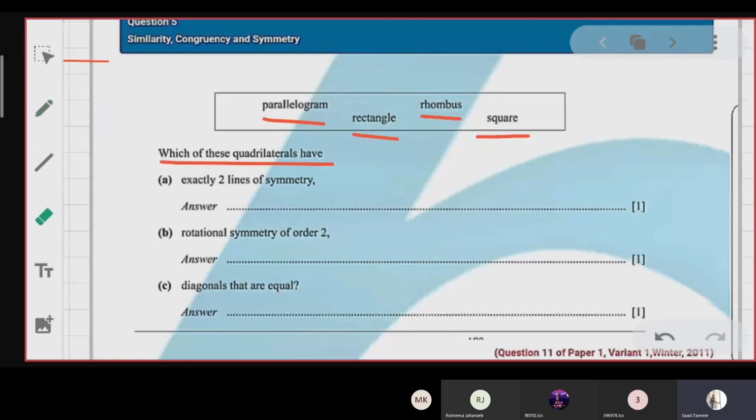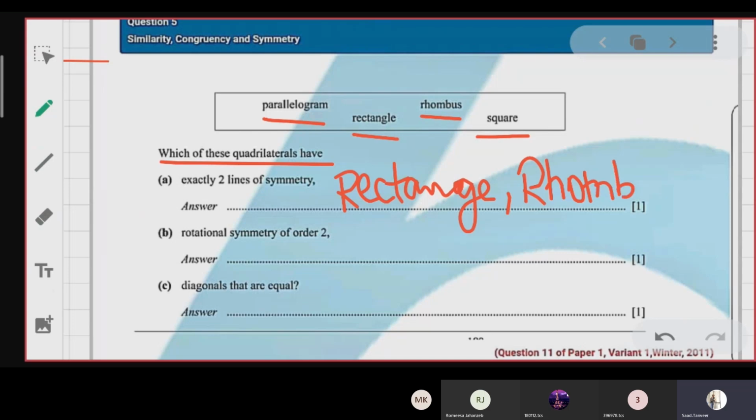So in the following blank, whose names will you write? You are going to write rectangle is having 2 lines of symmetries, as well as rhombus is also having 2 lines of symmetries, because both of the following shapes are given in the options above. Now they are asking you about rotational symmetry of order 2.